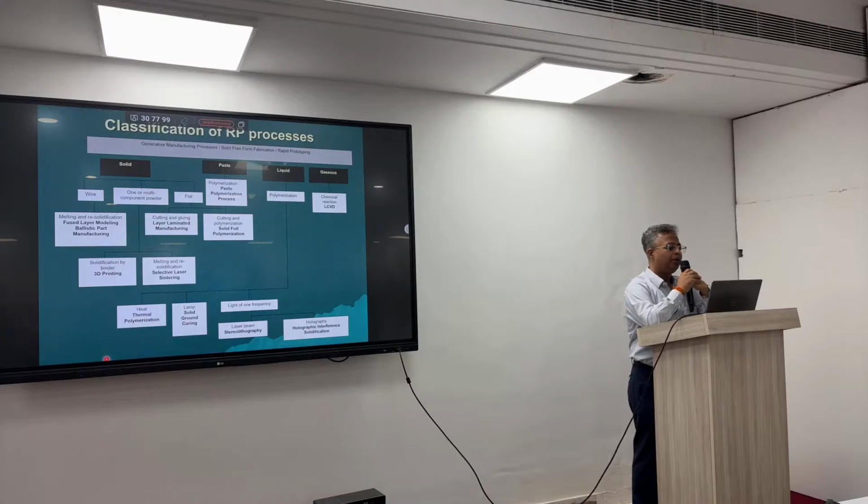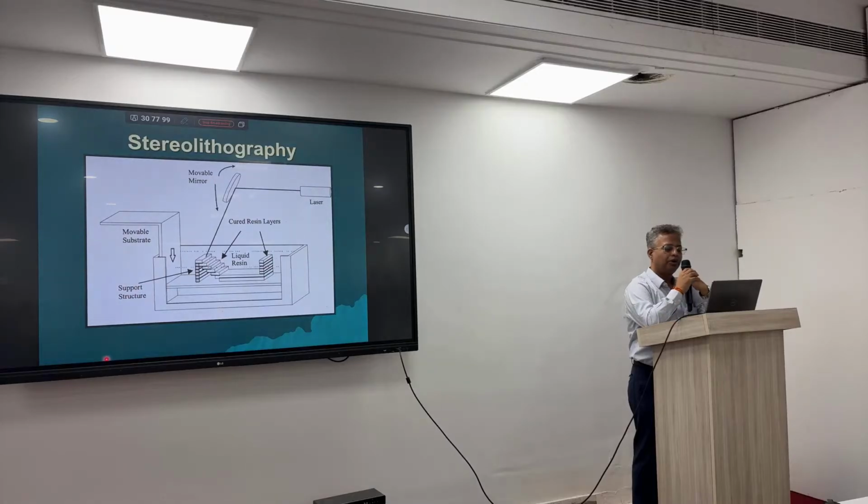So then we basically have a variety of processes. I'll show you the modern way of classification now. Stereolithography was the first process. Actually, from here the 3D printing process started. Stereolithography is the process where we deposit material layer by layer, and the material used for deposition is photosensitive resin.